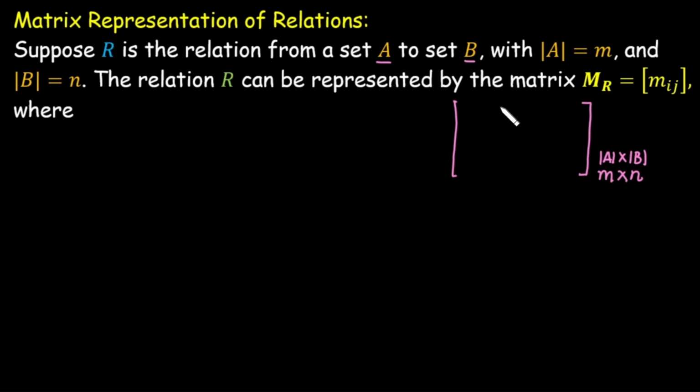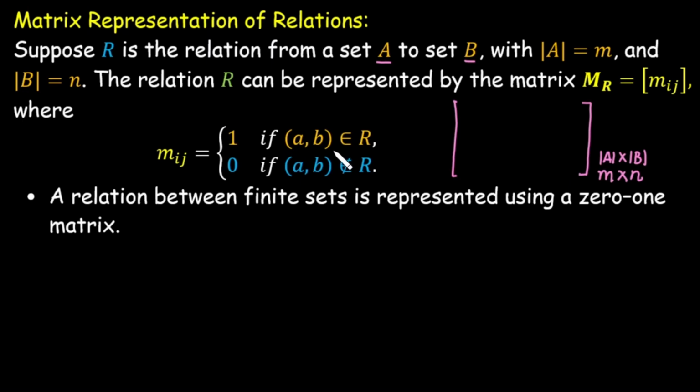Now the point is, what type of entries do we have in this matrix? If an ordered pair is a part of the relation, then in place of that we will put 1, and if an ordered pair is not part of the relation, then we will put 0. It means the entries of this matrix are either 0 or 1, so we call it a 0-1 matrix. Now let's understand with the help of an example how we can represent a relation in the form of a matrix.